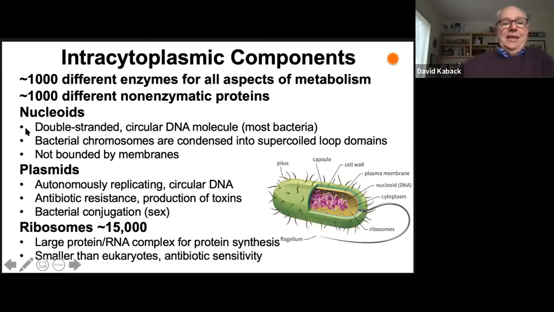In addition, many bacteria have little autonomously replicating, mostly circular DNA molecules that we refer to as plasmids. Very often they contain genes for antibiotic resistance. Sometimes they encode toxins. Some of these plasmids are very important in the ability of a bacteria to transfer genetic information, which we call sex. And there are about 15,000 ribosomes that are going to be involved in making proteins.